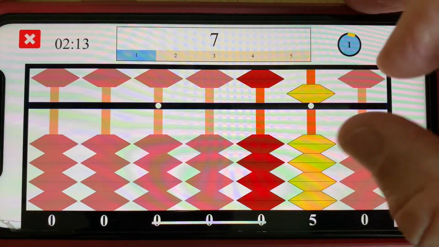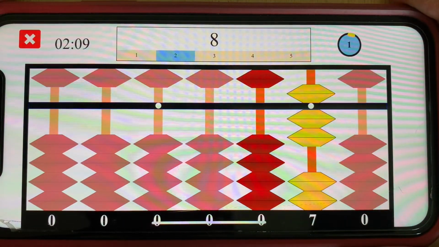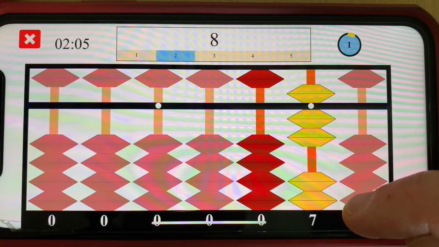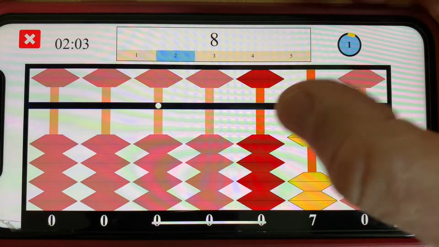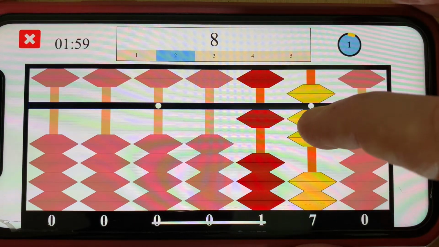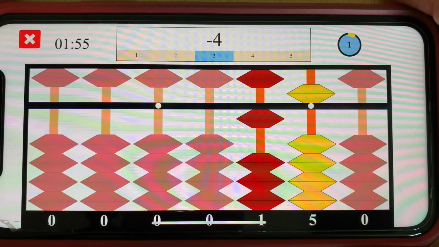Let's take a look at a second example. We'll start off with 7. And then I'm going to add 8. Well, I only have 2 beads available, so that's not enough. I use my 10 pair addition rule, add 1 to the next rod left, subtract 8's 10 pair, 2. And now I want to subtract 4.